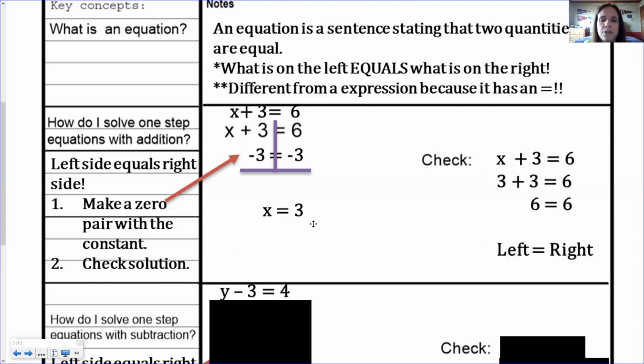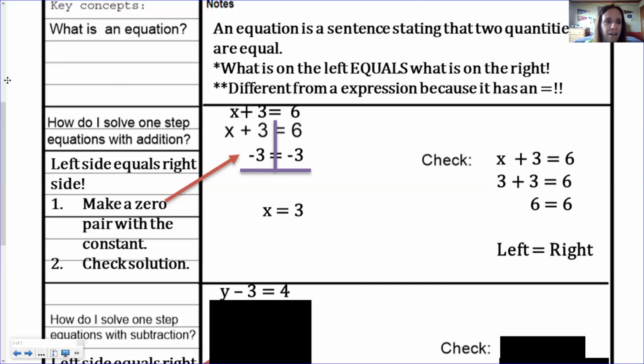And then you're going to substitute in what you got for your variable. So we said x is 3. So where x is, you put that answer. 3 plus 3 equals 6. Now do the math. Is 3 plus 3 6? Yeah, 6 equals 6. The left side equals the right side, so we know we're good. Give it a thumbs up.